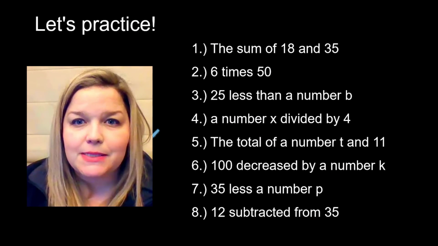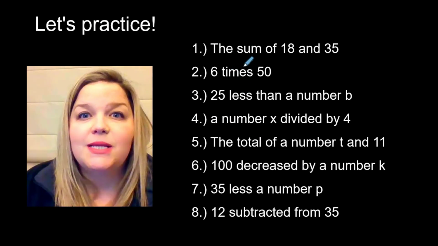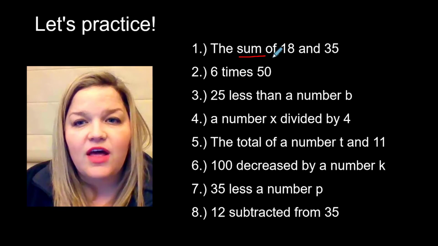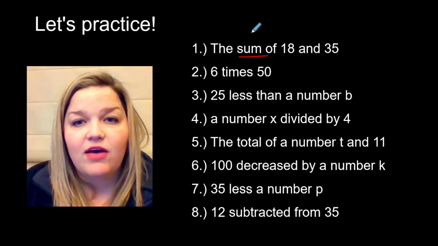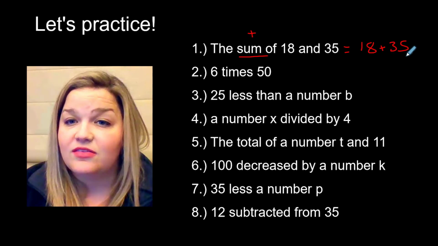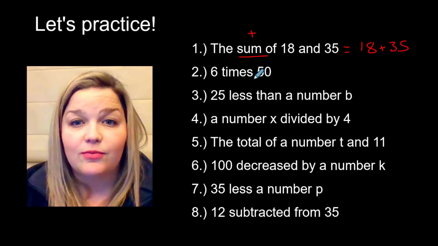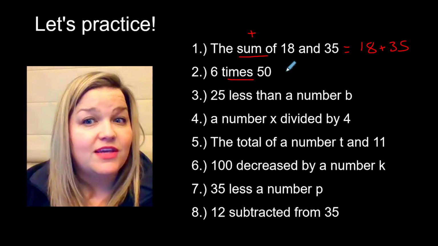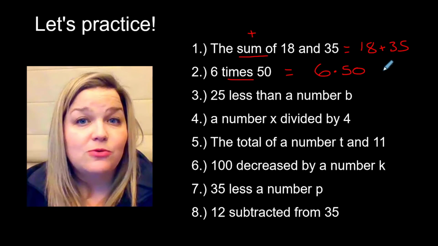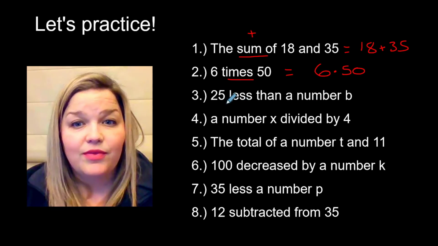So let's do some quick practice. What you're going to do is identify the key word and think about what operation it indicates. The sum of 18 and 35. I know sum means addition, so you would say 18 plus 35. Notice that's not an algebraic expression. That is just a number sentence because we knew both quantities. We didn't have to use a variable. 6 times 50. Again, that is just going to be 6 times 50. Another numeric expression because we don't have a variable.